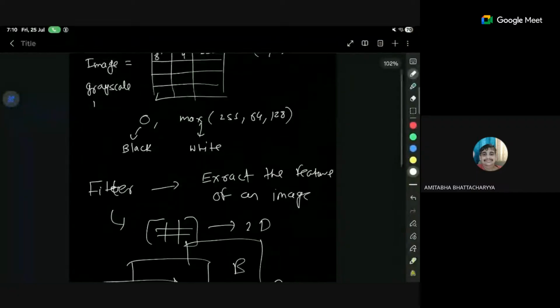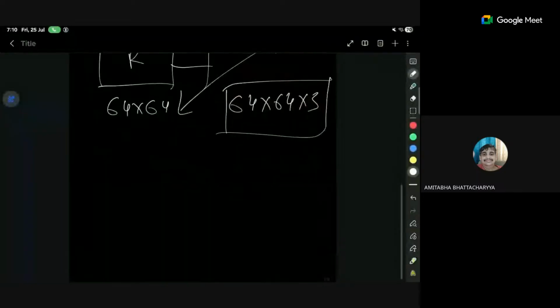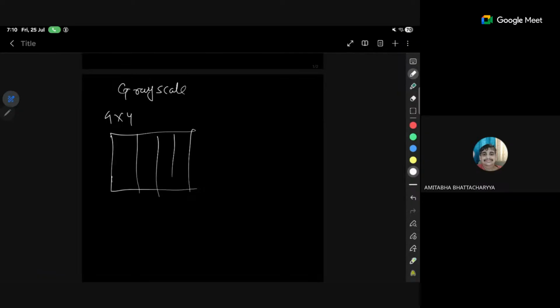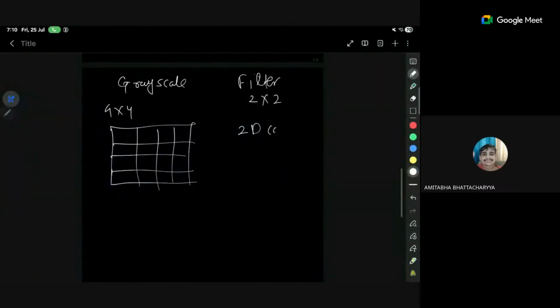As of now, let's imagine we have a grayscale image which is, let's say, 4 cross 4, something like this. So this is the image. Now let's say I use a filter of 2 cross 2. With 2 cross 2, we can do 2D convolution.